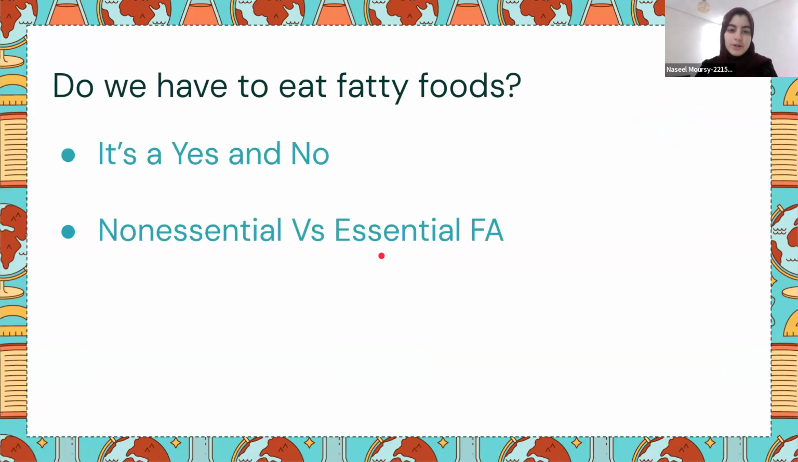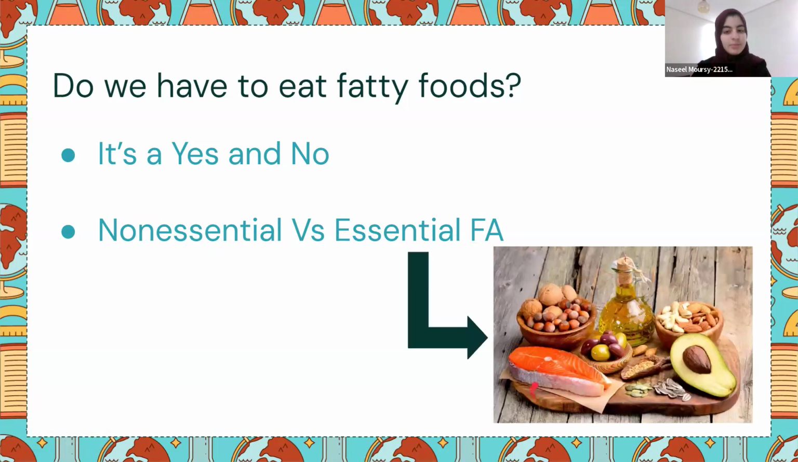So the answer to this question is it's a yes and a no. Why do we say that? Because we have non-essential fatty acids that we can make in our body, so we do not need to obtain them from diet. However, we also have essential fatty acids, meaning that we cannot make them in the body and we do need to eat them. However, that doesn't mean you're allowed to eat those burgers. These essential fatty acids come from so-called healthy oils, things like salmon, olive oil, walnuts. But those desserts and burgers, they're not that good.